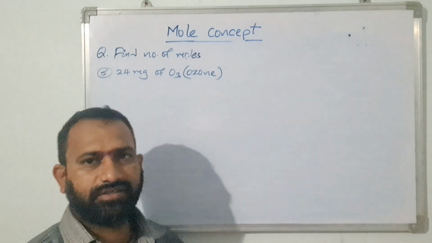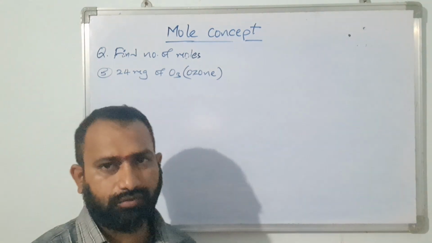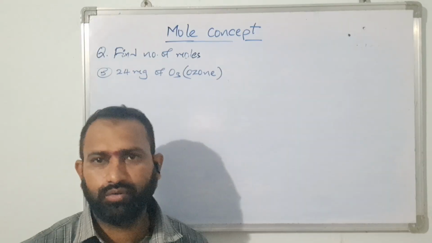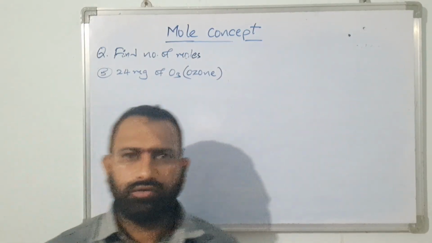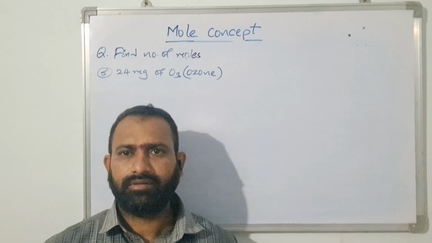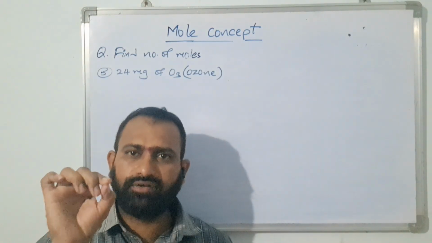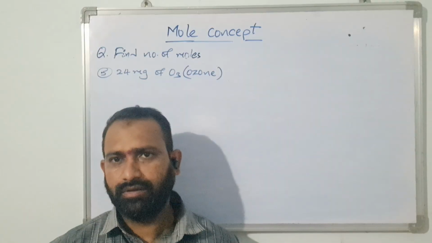Okay, next question is the fifth one. 24 milligrams of ozone. Students, you must remember one thing. While we are calculating mole concept related problems, we must take it in grams only.